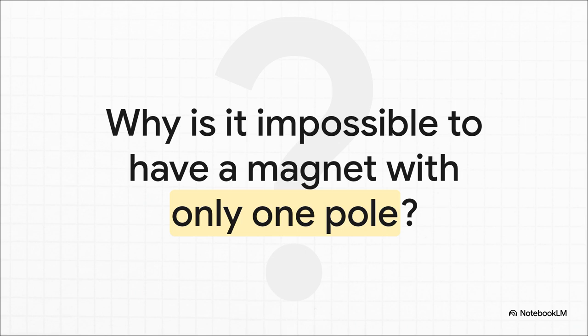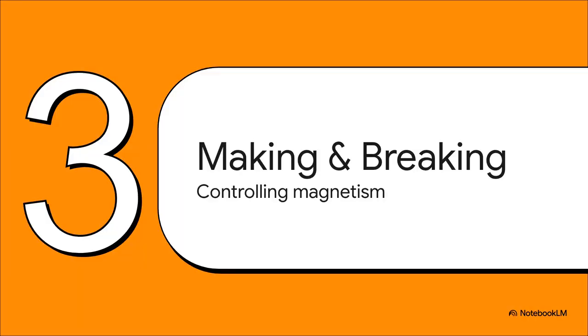Every single domain has two poles, so any collection of them, no matter how small, is going to have two poles as well. Okay, this leads to a really powerful idea. If magnetism is just about lining up these domains, well, that means we should be able to control it. Can we actually force those domains to line up on command? And maybe even scramble them up again? Well, the answer is a big yes.